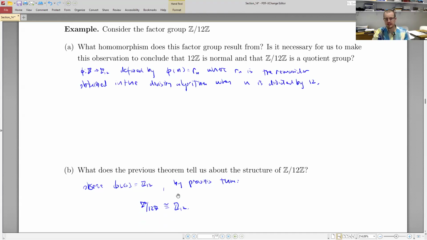This tells me more than just how many elements are in it, right? Knowing the structure tells me that it's commutative, that it's abelian rather, and that it's cyclic. It has all these nice properties, but I don't need to know those. I just need to know how many. And I could have observed it from my definition of V to see that the equivalence classes, that is the cosets, are exactly the distinct remainders. Well, there's 12 distinct remainders, 0 through 11.